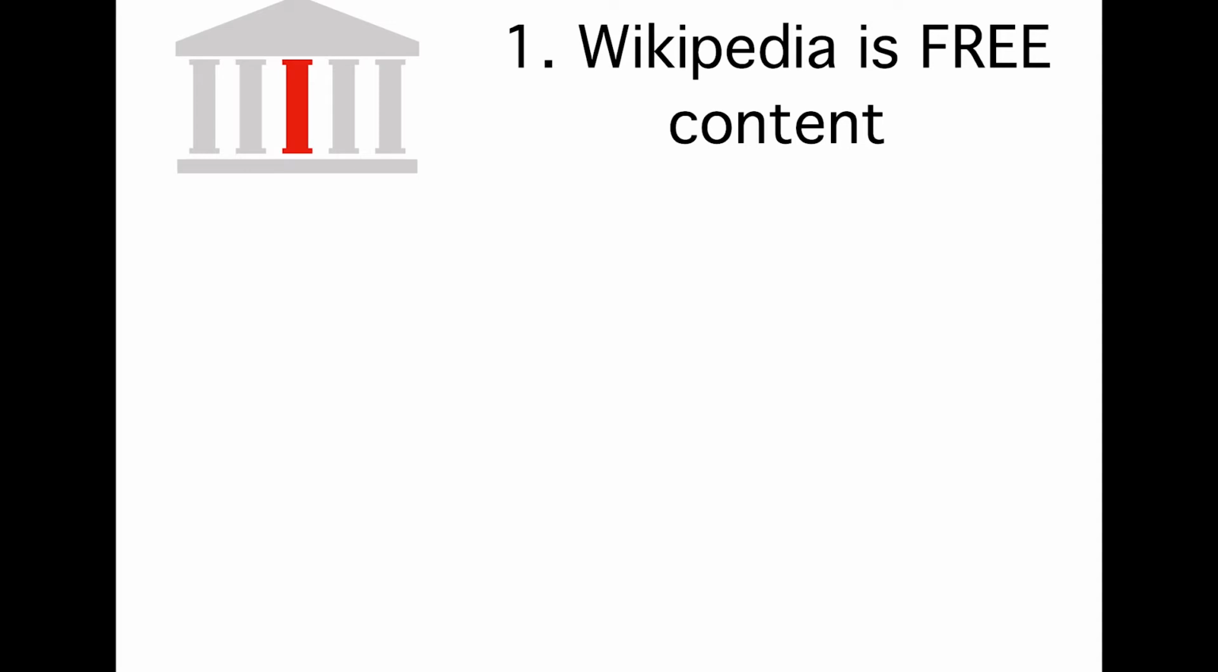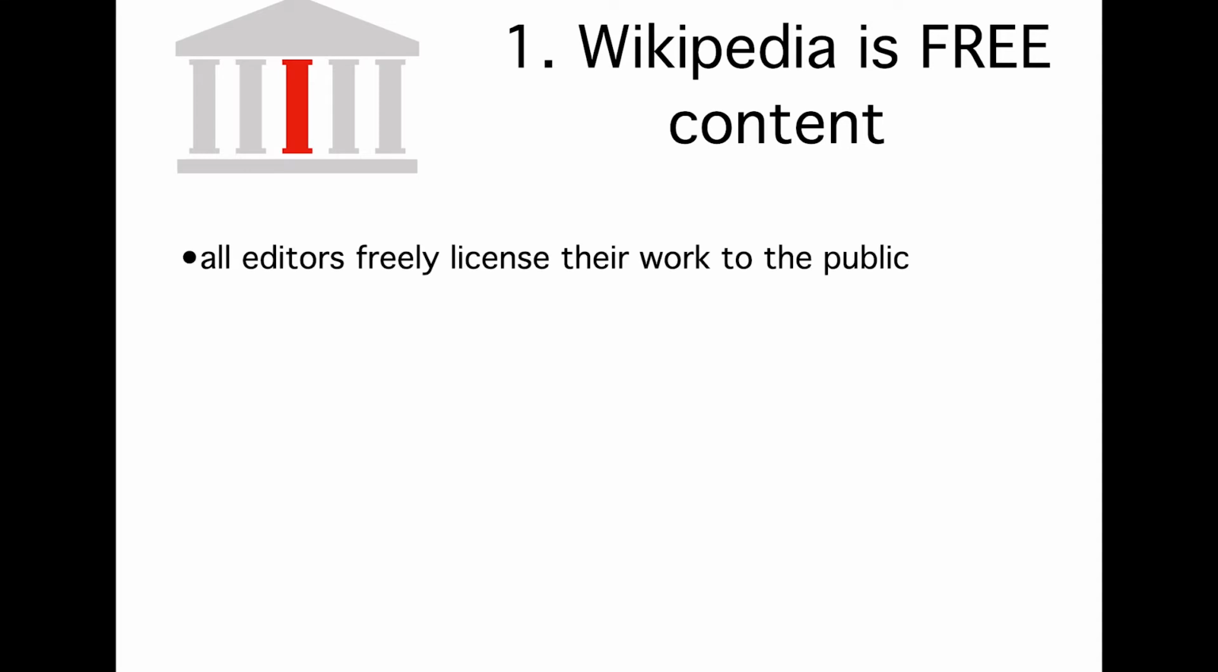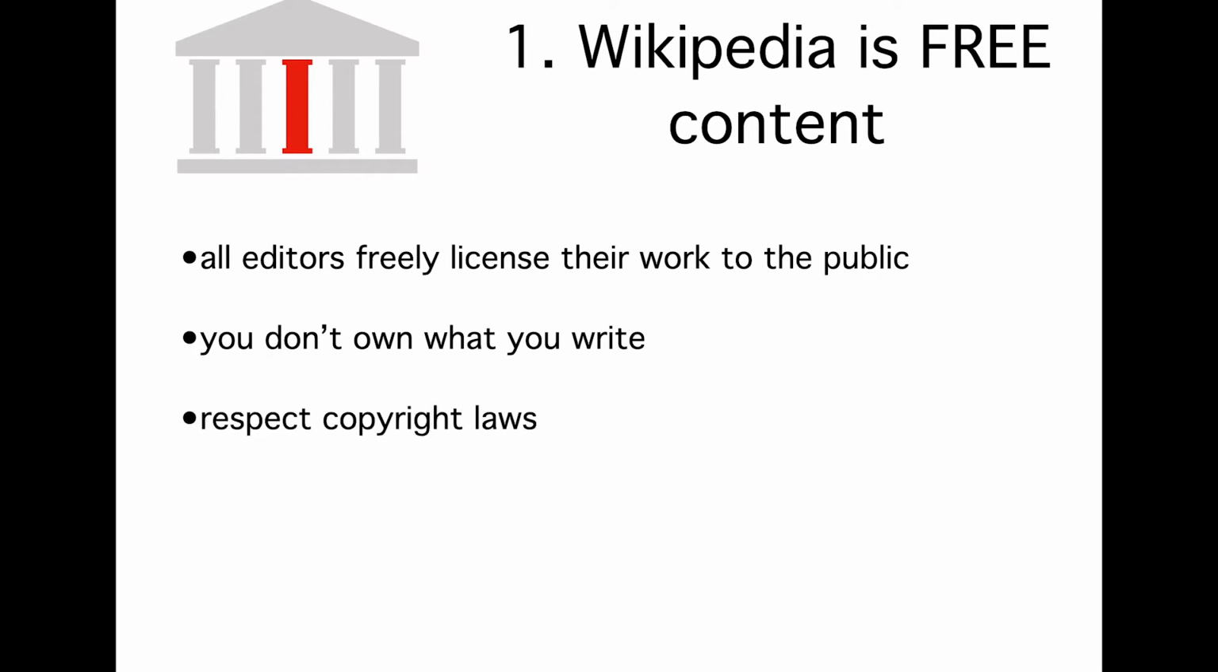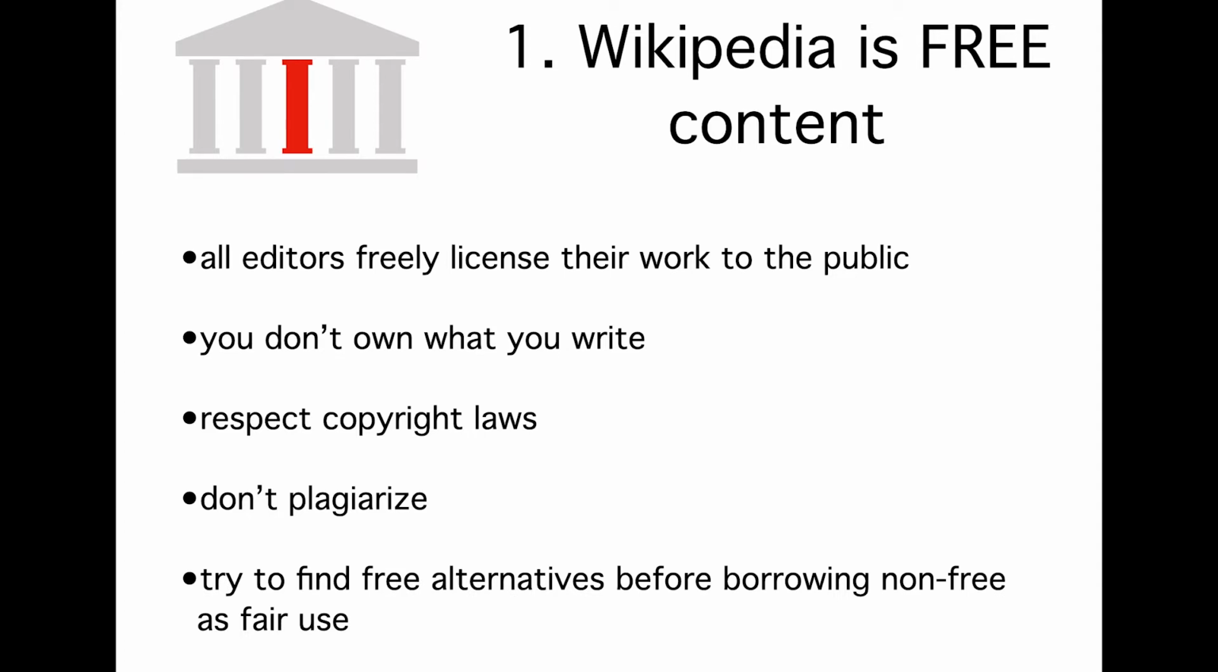So Wikipedia is free content. So all editors freely license their work to the public. You don't own what you write, and you have to respect copyright laws and not plagiarize. So try to find free alternatives before borrowing. Non-free is fair use. This comes into play with the pictures. So the pictures are the hardest part for a lot of things. If you're trying to do an article about a person, you can't just find a picture of the person on Google and stick them in there. We'll talk more about the pictures later.